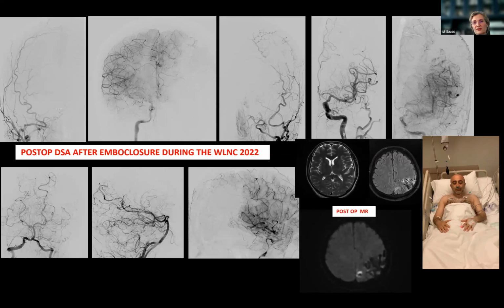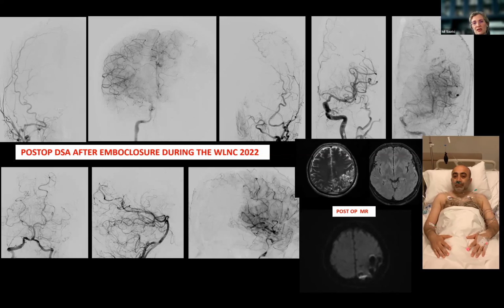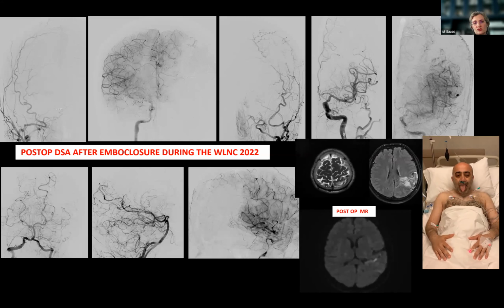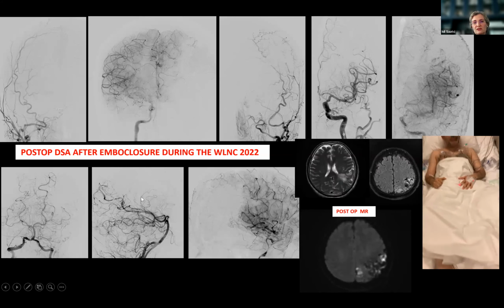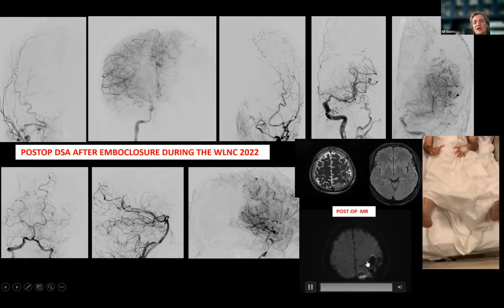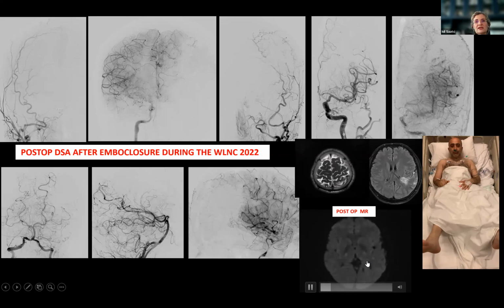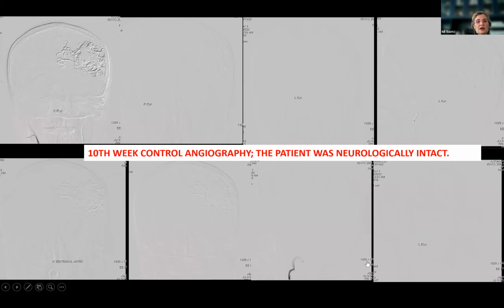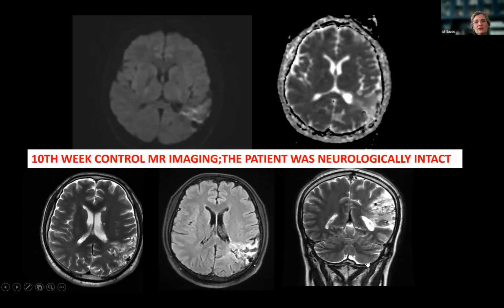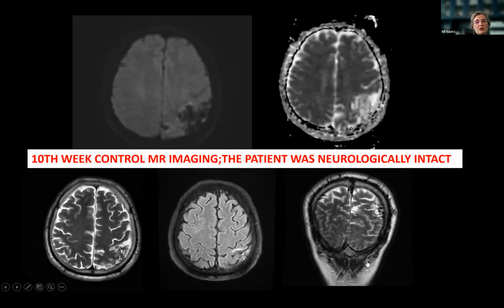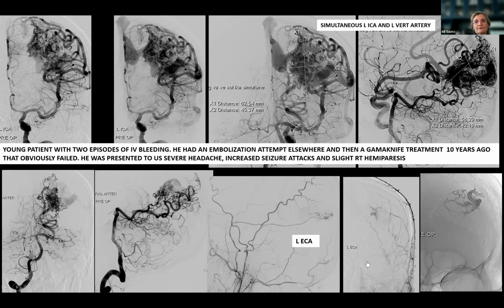There is definitely edema around the AVM, as you see here, and you see the diffusion weighted series to check if there is any damage, and the 10-week control. Patient is intact. And the 10-week angio also showed stable occlusion.